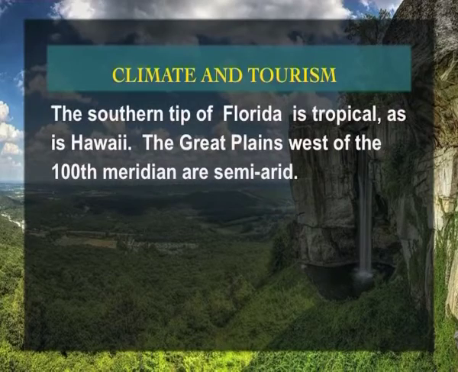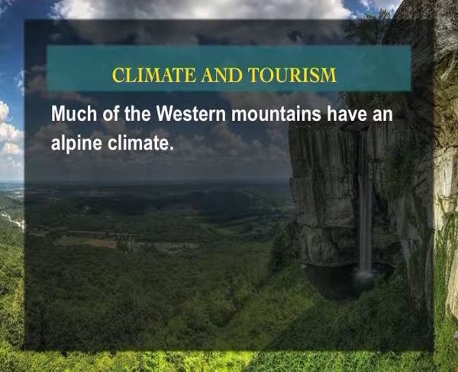Coming to climate and tourism. The United States, with its large size and geographic variety, includes most climate types. The climate ranges from humid continental in the north to humid subtropical in the south. The southern tip of Florida is tropical, as is Hawaii. The Great Plains west of the 100th meridian are semi-arid. Much of the western mountains have an alpine climate.